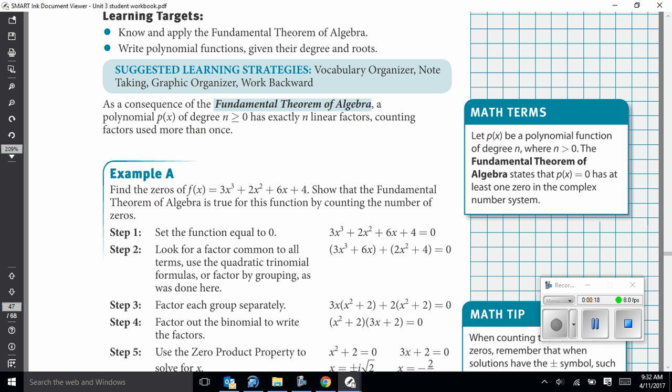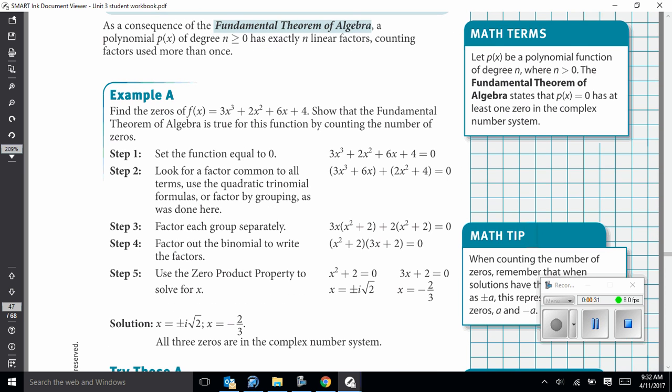As a consequence of the fundamental theorem of algebra, a polynomial p of x of degree n greater than or equal to 0 has exactly n linear factors, counting factors used more than once. Essentially, we can use the degree of the polynomial to figure out how many roots there are. That can be a combination of real roots and imaginary roots. They could all be real, they could all be imaginary, or a combination of both.